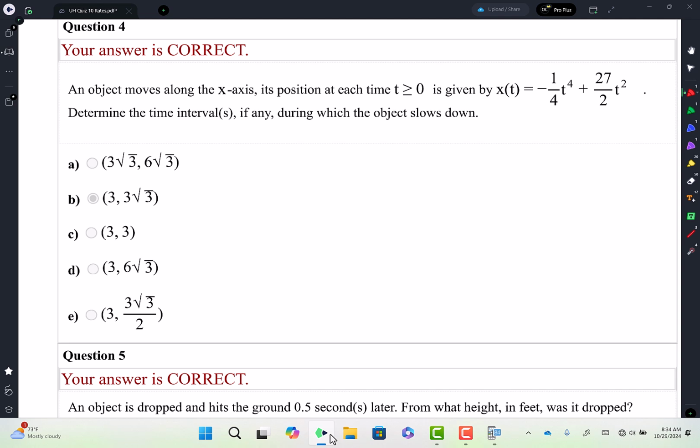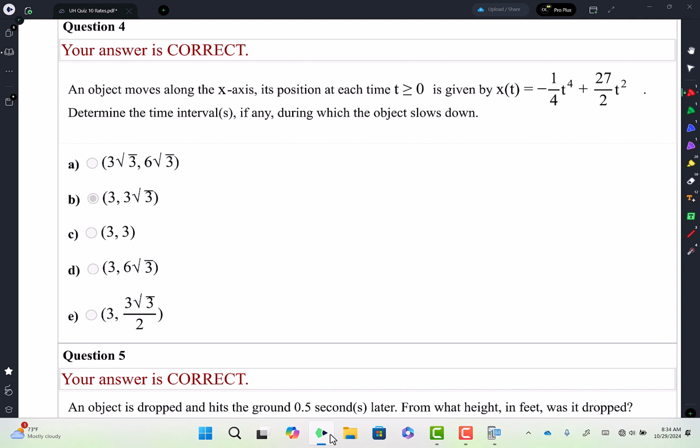Okay. Before we tackle this problem, be honest with me. Do you know what we are looking for when something is slowing down? In terms of velocity and acceleration? No? Okay. If velocity is positive, that means you're moving to the right. So velocity alone will not tell you if you're slowing down. You need acceleration also. So think about it. Velocity positive, acceleration positive. If velocity and acceleration are both positive, are you speeding up or slowing down?